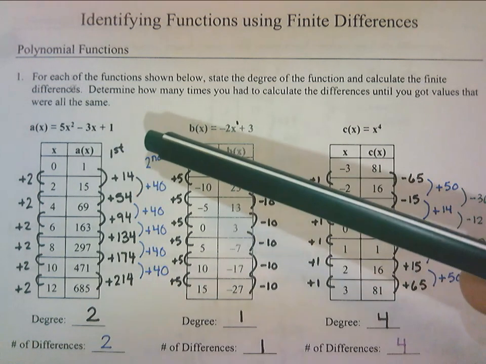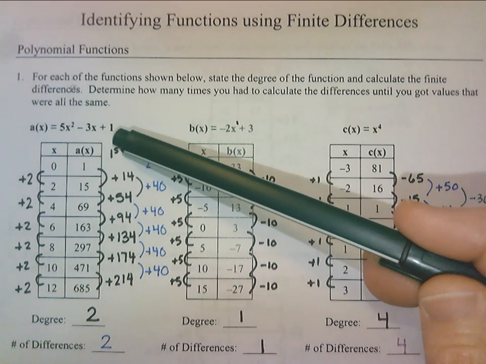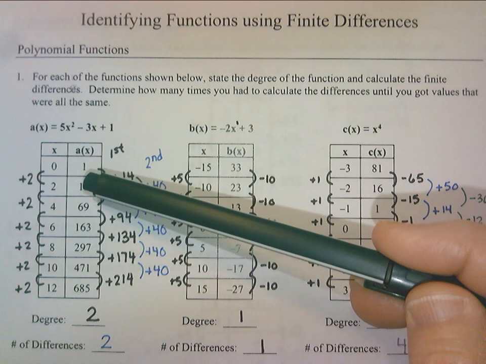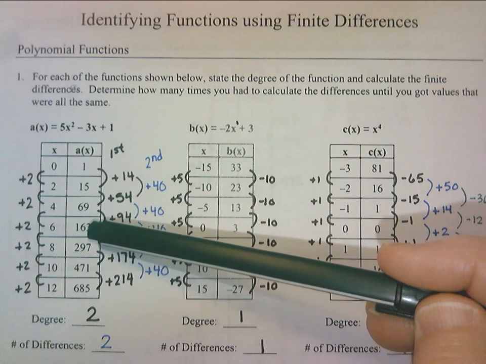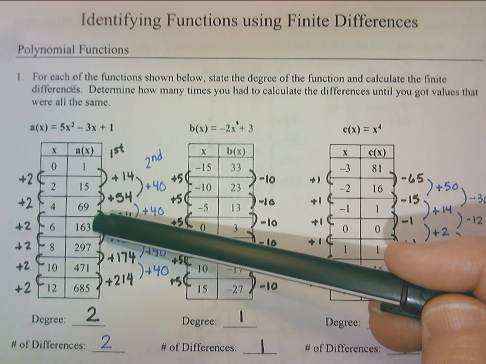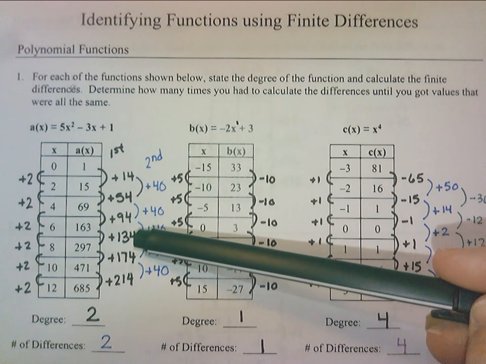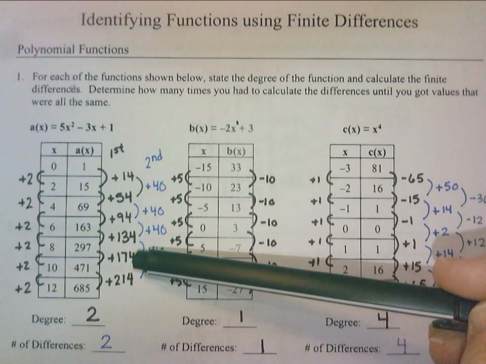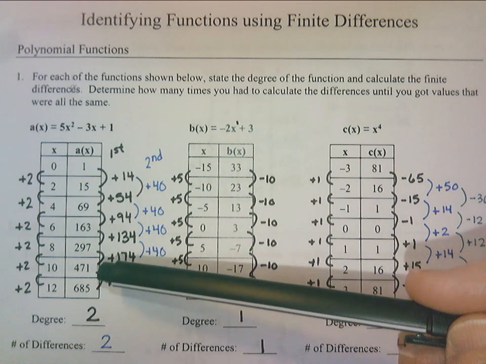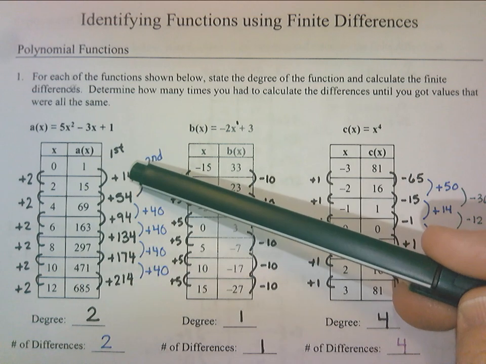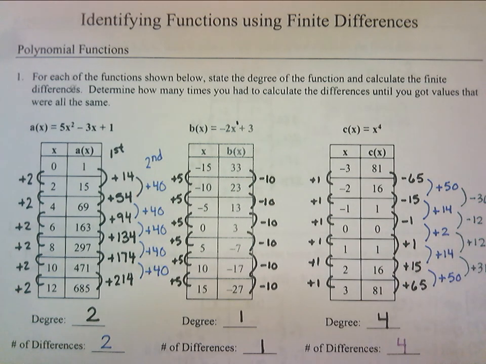On the other side, when I did the differences, I would have done the same thing. So I would have done 15 take away 1 to get 14, 69 take away 15 to get 54, 163 take away 69 to get 94, 297 take away 163 to get 134, 471 take away 297 to get 174, and 685 take away 471 to get 214. So these are what we call our first differences because we have done them one time.